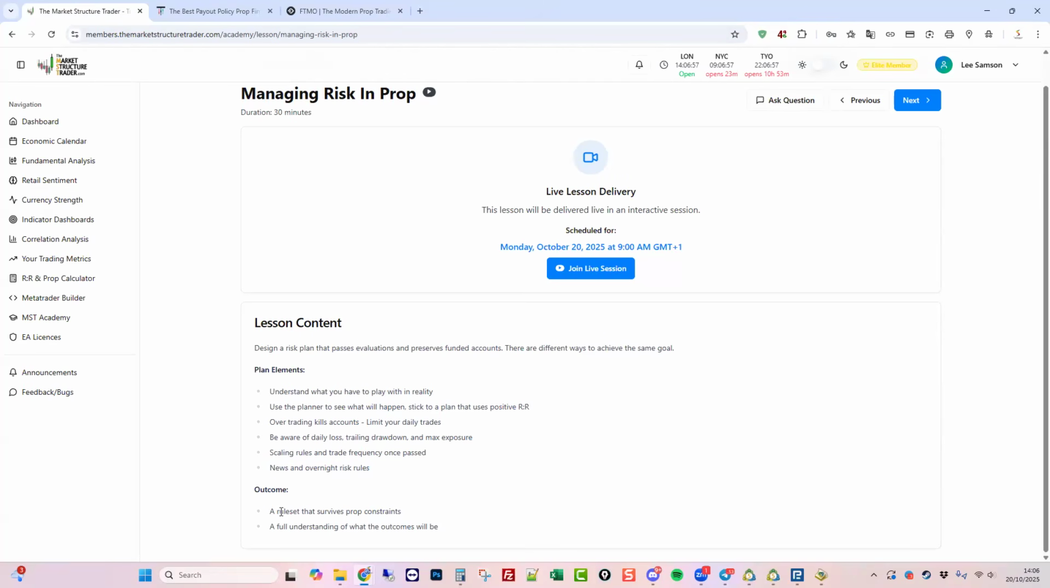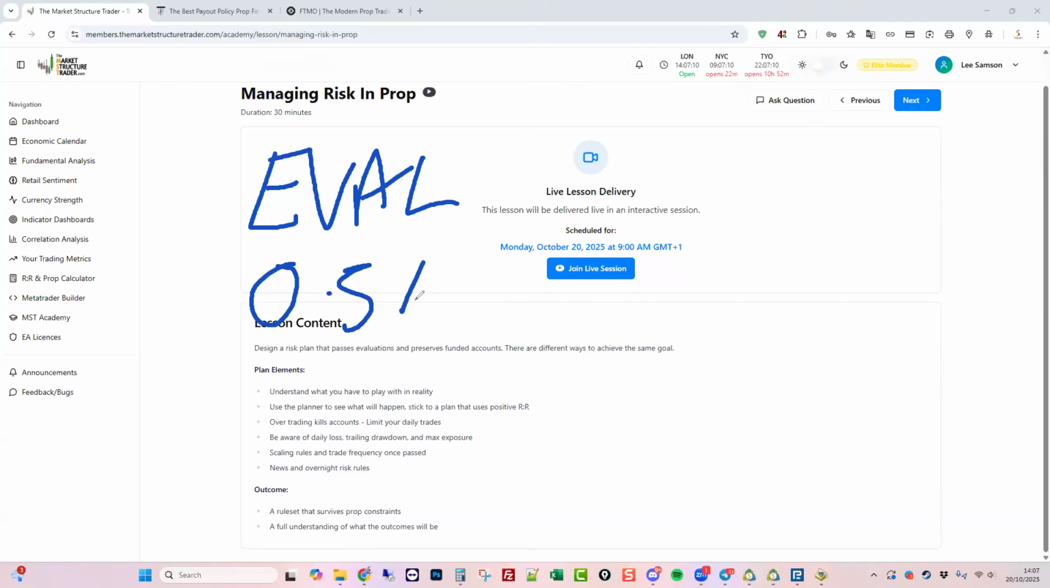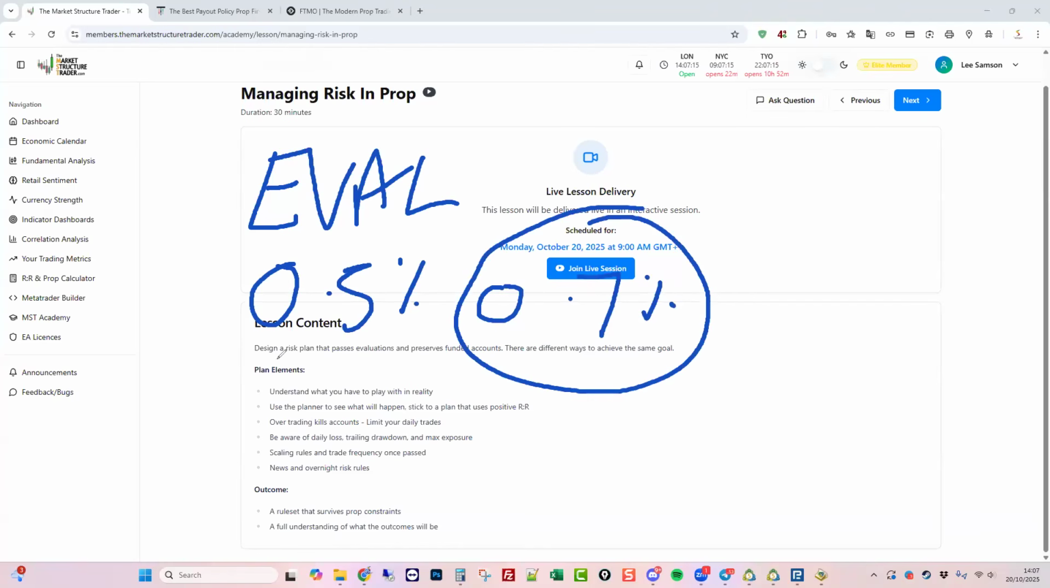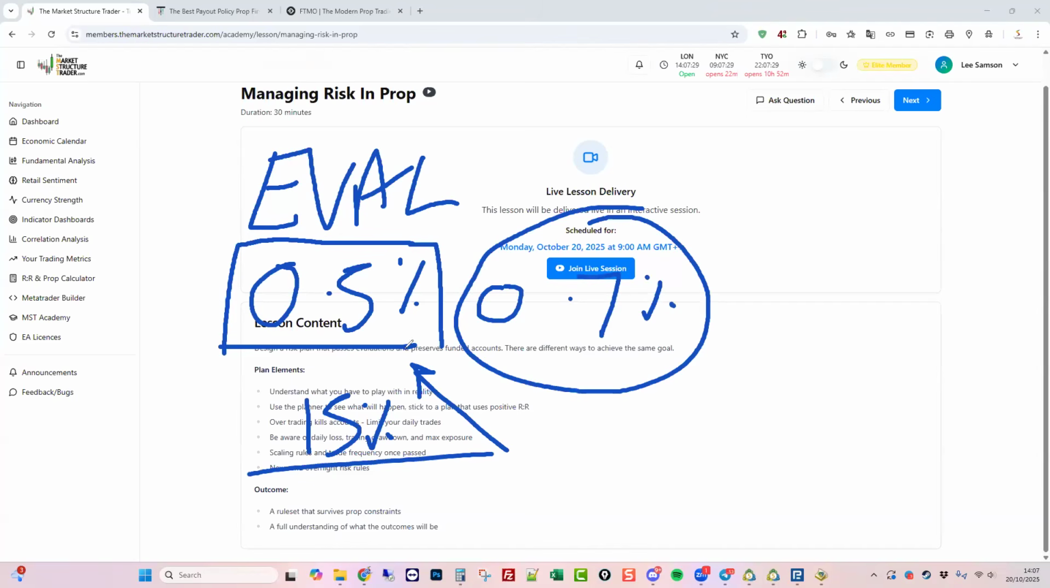Okay. So just to recap, the rule set that survives prop constraints. So the first rule basically is your evaluation should be a fairly high risk, 0.5% to 0.7% per trade. That is very aggressive. That is more conservative, but that is still around about 15% of the total available drawdown that you have. Okay. So just bear that in mind. You're hitting the button with a 0.5 risk thinking I'm safe. You're trading 15% of your available drawdown capital.